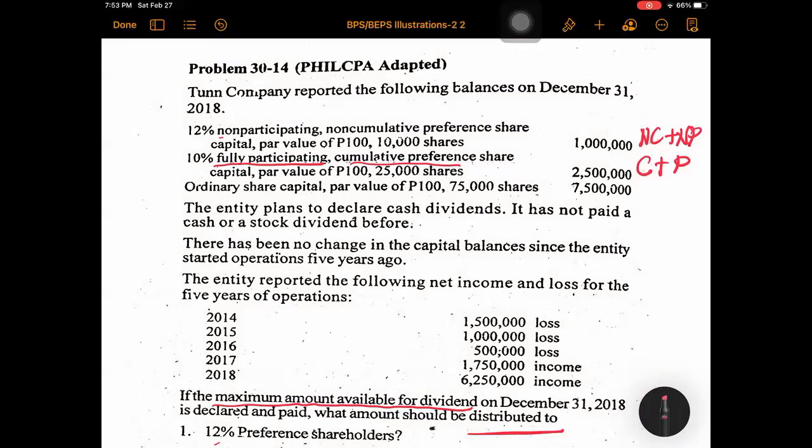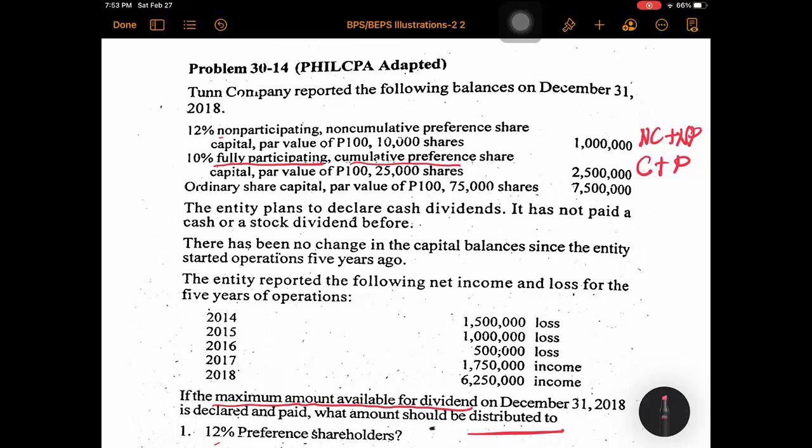The entity plans to declare cash dividends. It has not paid a cash or a stock dividend before. So, only now have they decided to declare dividends. The entity plans to declare cash dividend for the year 2018. It has not paid a cash or stock dividend, therefore maybe it was declared but not paid, right? Then there has been no change in the capital balances since the entity started operation 5 years ago. No changes at all, no movement in their shareholders equity 5 years ago. So they operated for 5 years, so 2018 is probably the 5th year.